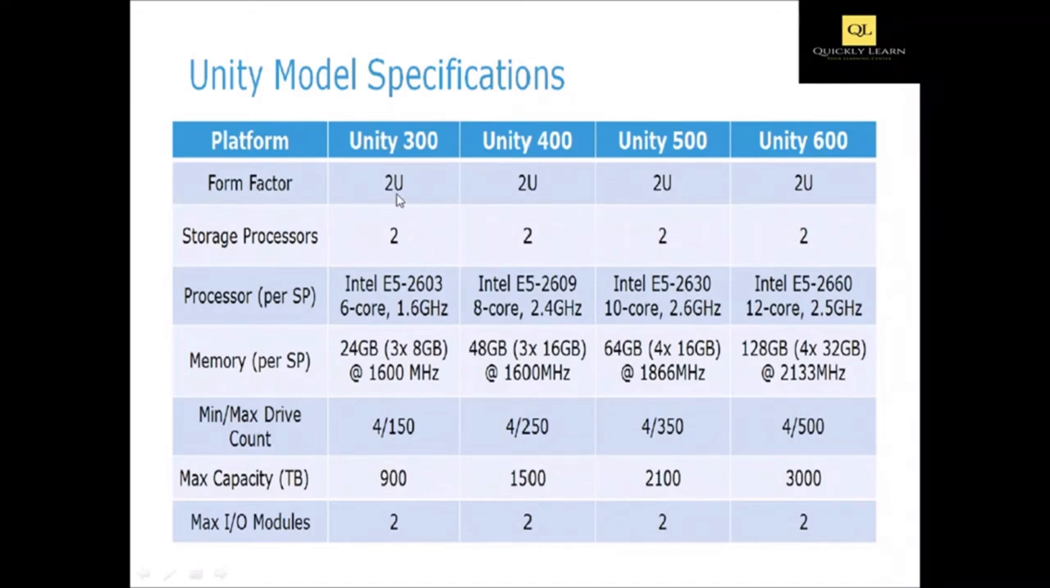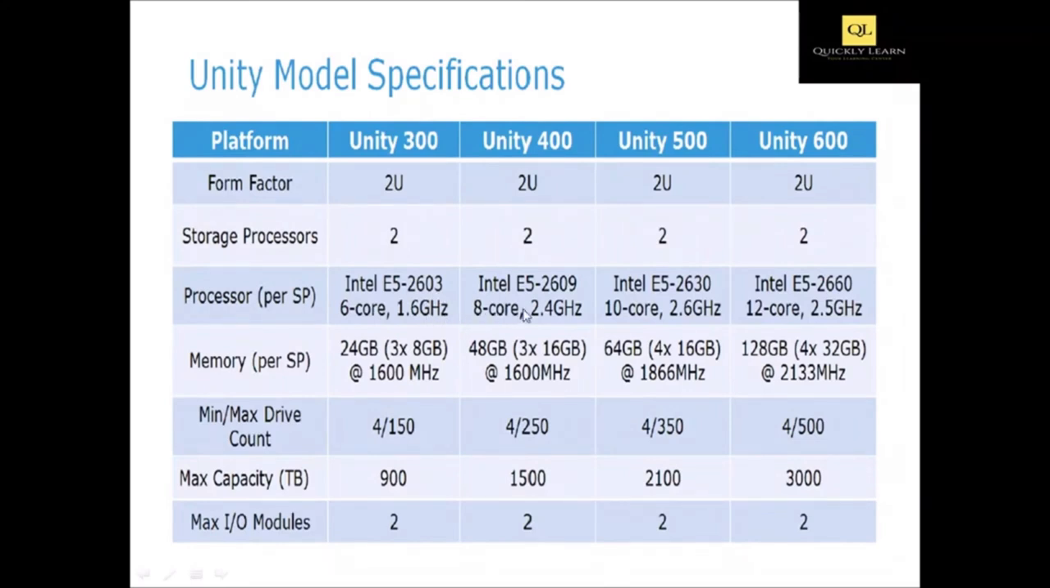The form factor is 2U, meaning we get a 2 unit size. And for storage processors, we get two storage processors, SPA and SPB. In the processor we get an Intel E5 series 2603, a 6-core processor of 1.6 gigahertz.